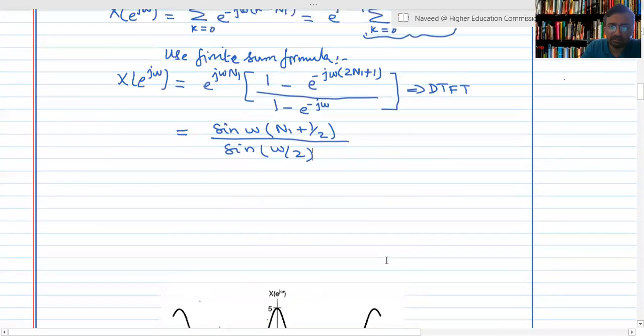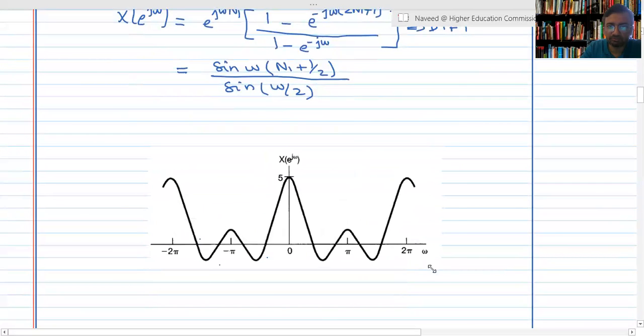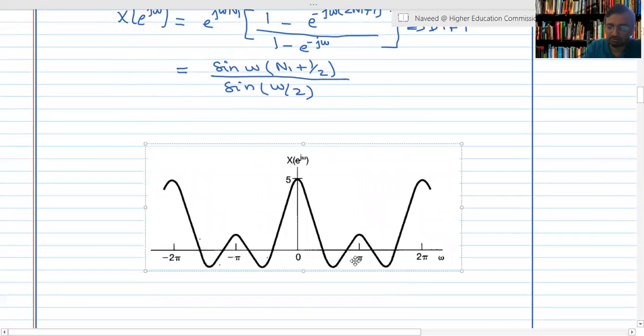And here we have a plot of the discrete time Fourier transform. We have plotted this for N1 equal to 2. Once again, we can notice that the discrete time Fourier transform is periodic with period 2 pi, and the discrete time Fourier transform of a discrete time rectangular pulse is a sinc function.